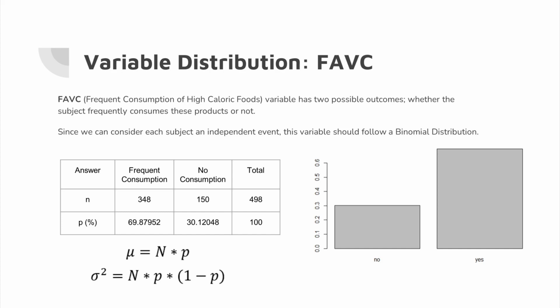The frequent consumption of high-caloric foods variable, FAVC, has two possible outcomes: whether the subject frequently consumes these products or does not. And since we can consider each subject an independent event, this variable should follow a binomial distribution. Hence, we can follow a similar procedure as with the gender variable to compute the mean and the standard deviation.